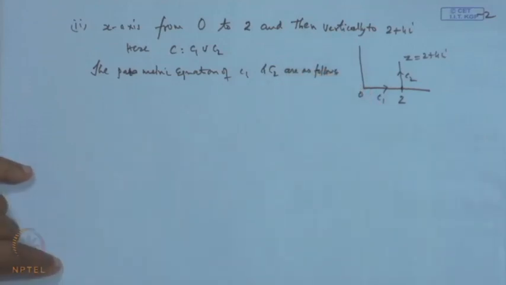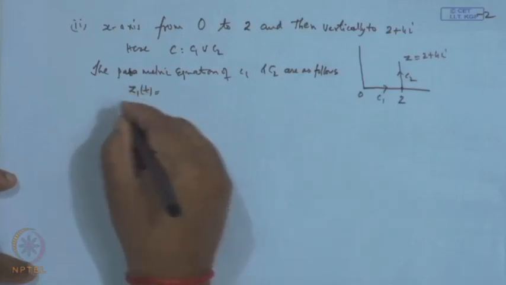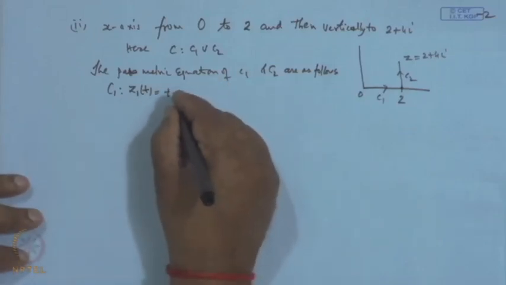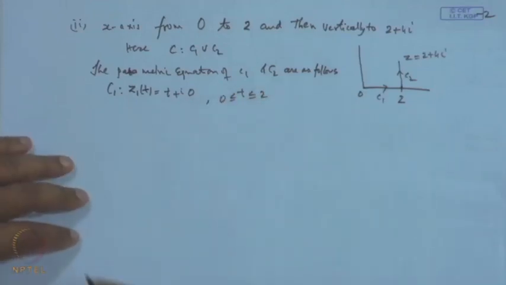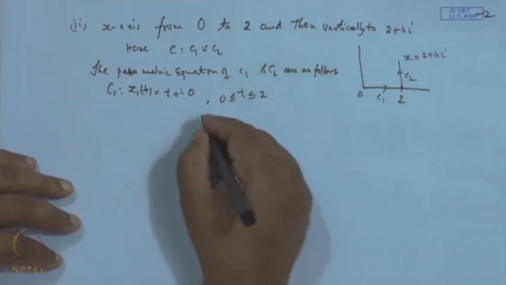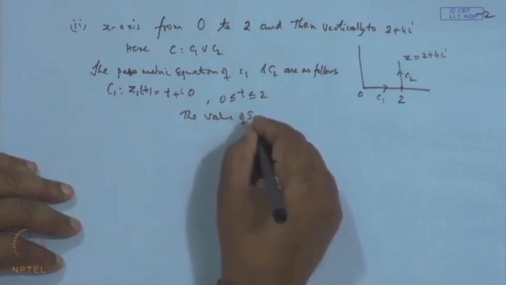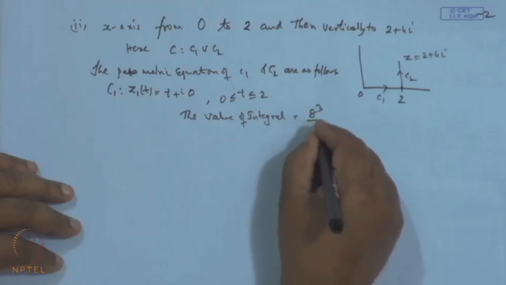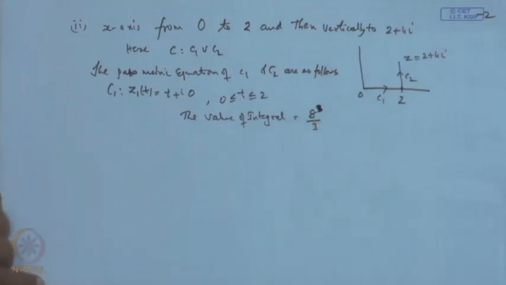For C1, along the path C1, x equals t and y is 0. So z1(t) is t plus i times 0, where t varies from 0 to 2. Okay. And then if you substitute all these things, the value of the integral along this path comes to be 8 by 3. This was the value along C1.